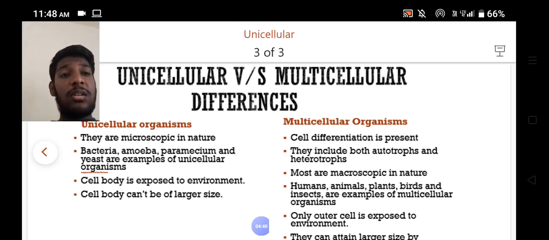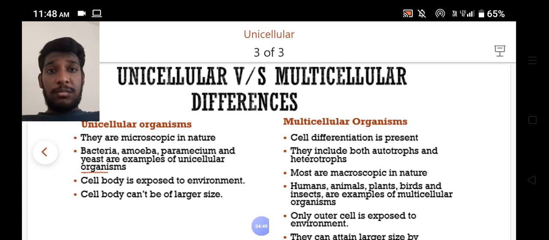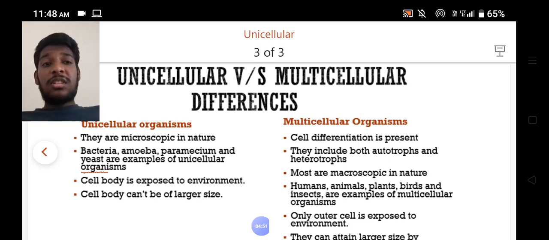In multicellular organisms, cell differentiation is present, but in unicellular organisms, cell differentiation is absent.